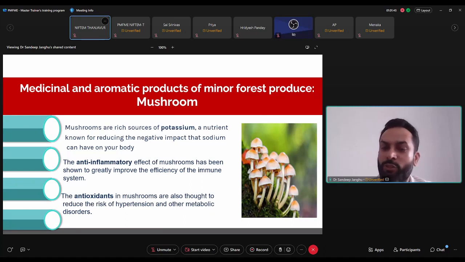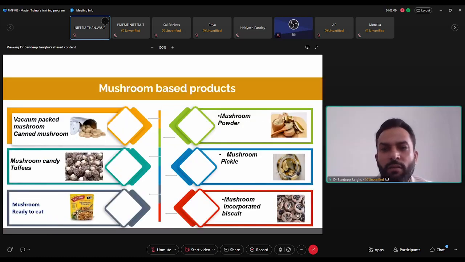Nowadays, fortified mushrooms are available. Vitamin D fortified mushrooms are very popular. It's a rich source of antioxidants, and helps to reduce hypertension, metabolic disorders, and so many other beneficial effects. Mushroom is available in the form of tray packs with a shelf life of 3 to 7 days under refrigerated conditions.